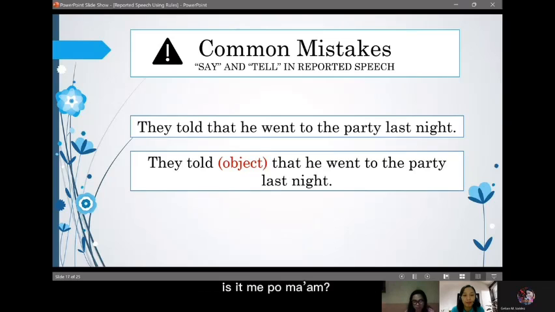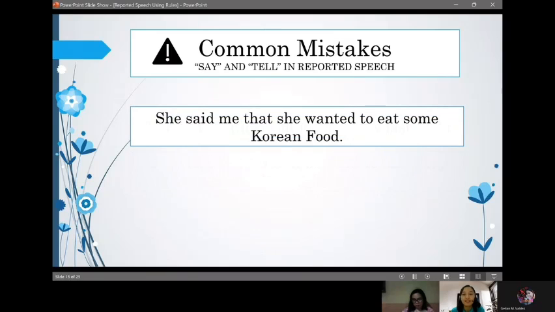So, Lois, what do you think is the object of this sentence? Is it me, ma'am? They told me that he went to the party, or it can be they told her that he went to the party last night, so on and so forth. Okay.